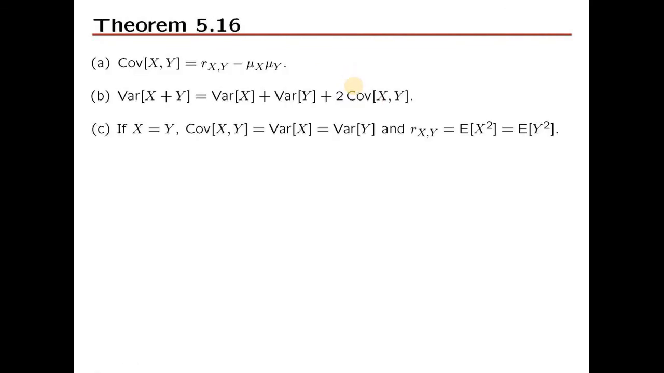Now this is a theorem that relates correlation coefficients and correlation with covariances, and it says the covariance of x and y is equal to the correlation minus the mean values product. Similarly, the variance of x plus y is equal to the variance of x plus the variance of y plus 2 times the covariance of x and y. If x and y are equal, the covariance is equal to the variance of x, and the correlation becomes the expected value of x squared. So this is the theorem that relates these properties, and we use this for application purposes.